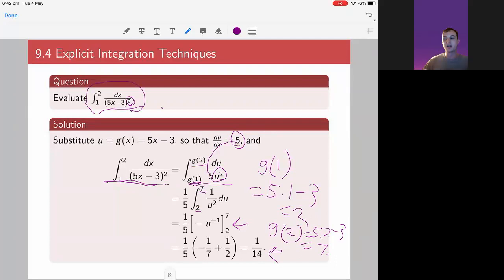So we do expect to get an actual number as an answer to this question, because we're essentially asked to find a definite integral, which we can think of as area under the curve. We're trying to find an area between two points, 1 and 2, and so we expect that the answer should actually be a number. Any questions on this so far?